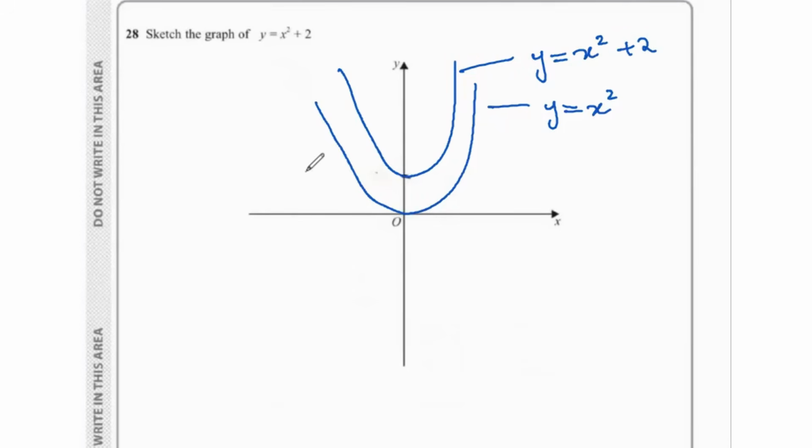If it was shifted 2 units down, it would be like this. This would be -2. This is 2. So this is y equals x squared minus 2.